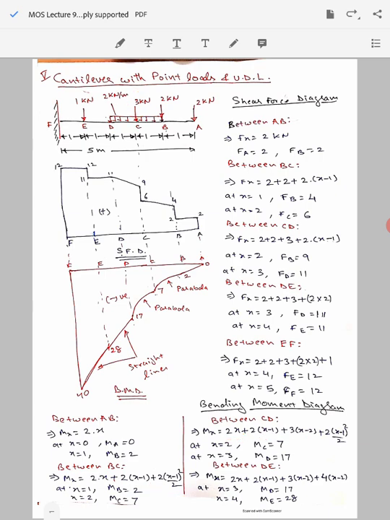The next section that remains is the section DE. If you assume the beam to be cut somewhere here between D and E, of course there will be the 2x term, the 2 into (x minus 1) term, and the 3 into (x minus 2) term. These all 3 terms will be the same. But now you can take this whole uniformly distributed load to be acting at the middle of this span.